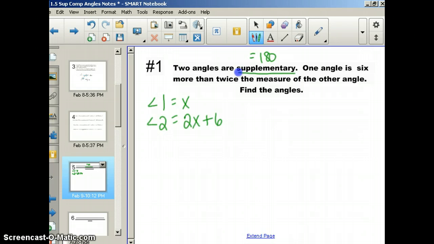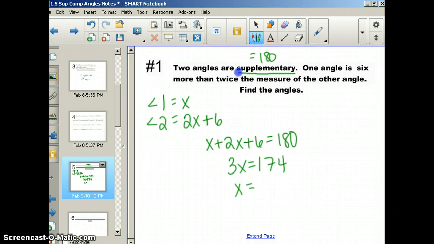Together, those should add to 180. So x plus 2x plus 6 equals 180 degrees. From there, it's just a simple linear equation, and you can solve that. So you get 3x equals 174, and when you do the math, x comes out to 58.